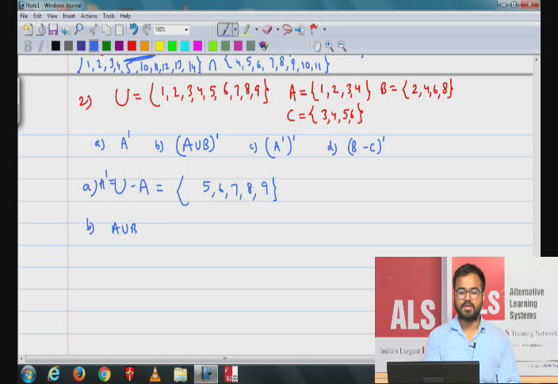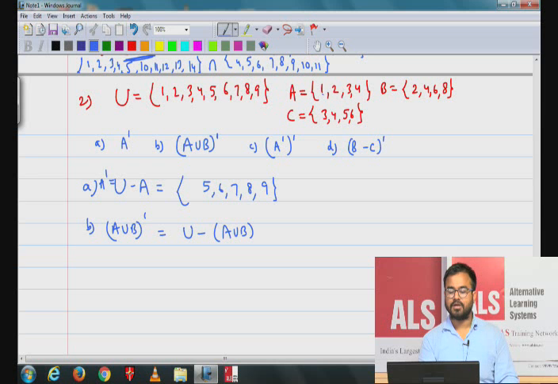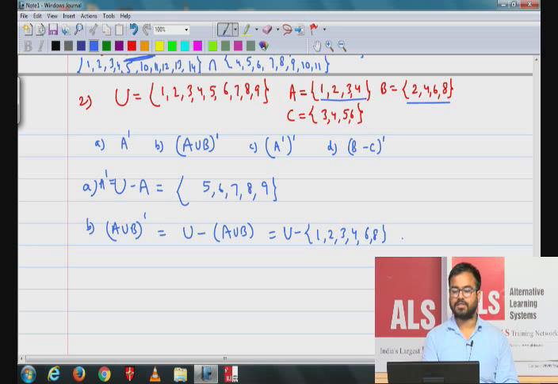Now A union B complement. So first of all, we will figure out A union B, and then we will subtract from this one. So from the universal set, just subtract A union B. That is the meaning of A union B complement. So A union B means if we add all the values of A and B, we will get 1, 2, 3, 4 and 6, 8. So just subtract these values from U. We will be left with 5, 7 and 9.